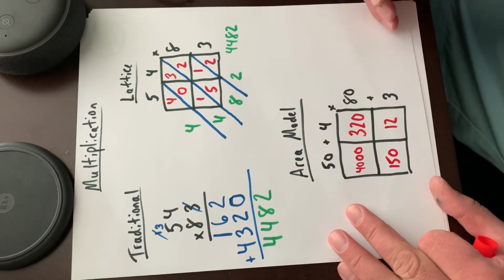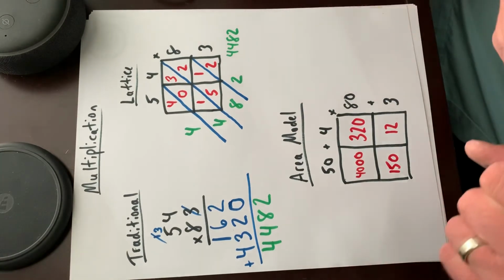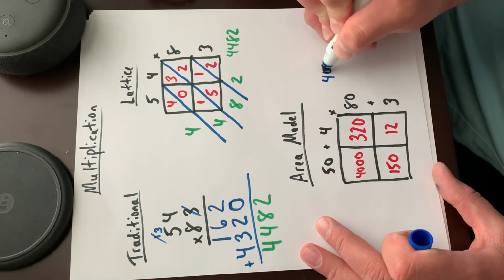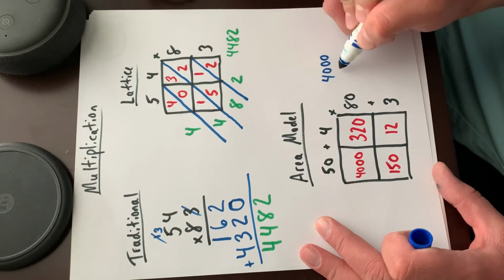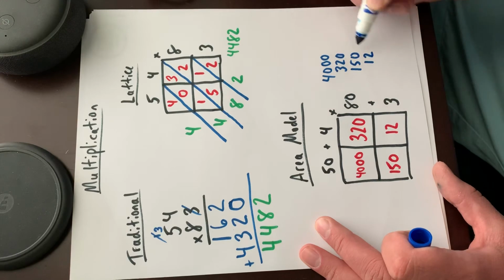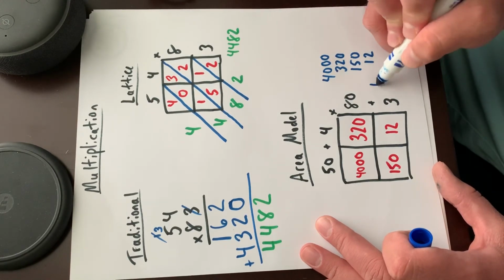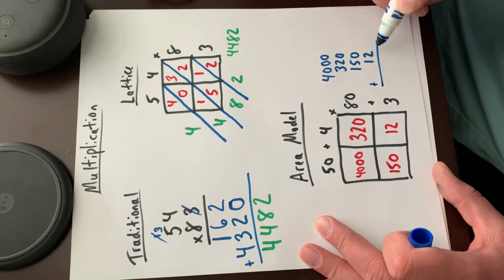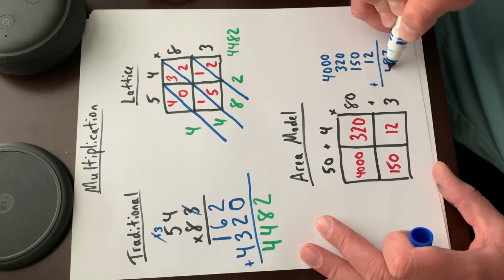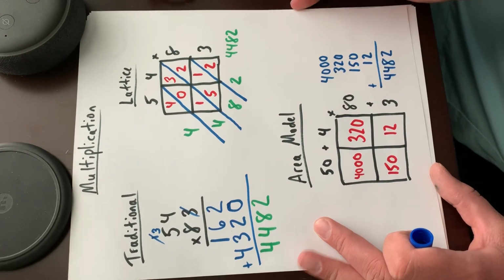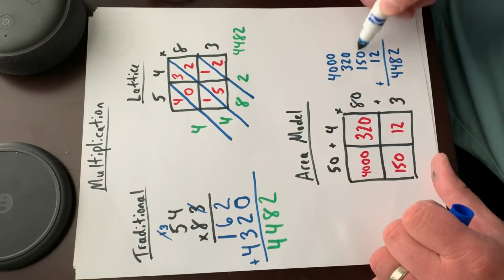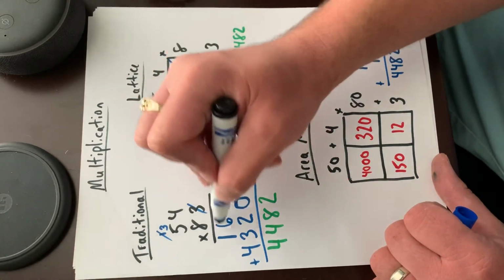Now we have 4 numbers. All we have to do is add them up in blue, making sure all your places are lined up: 4,000, 320, 150, and 12. Make sure your 1s, 10s, 100s, and 1000s are lined up. 0 plus 0 plus 0 plus 2 is 2. 2 plus 5 is 7 plus 1 is 8. 3 plus 1 is 4. 4 plus nothing is 4. 4,482. And up here, 150 plus 12 is 162 right there.